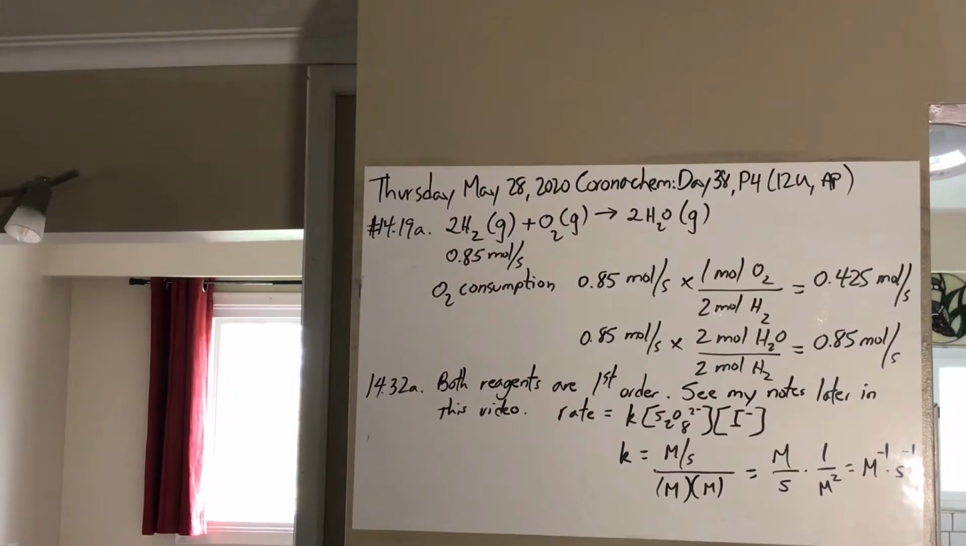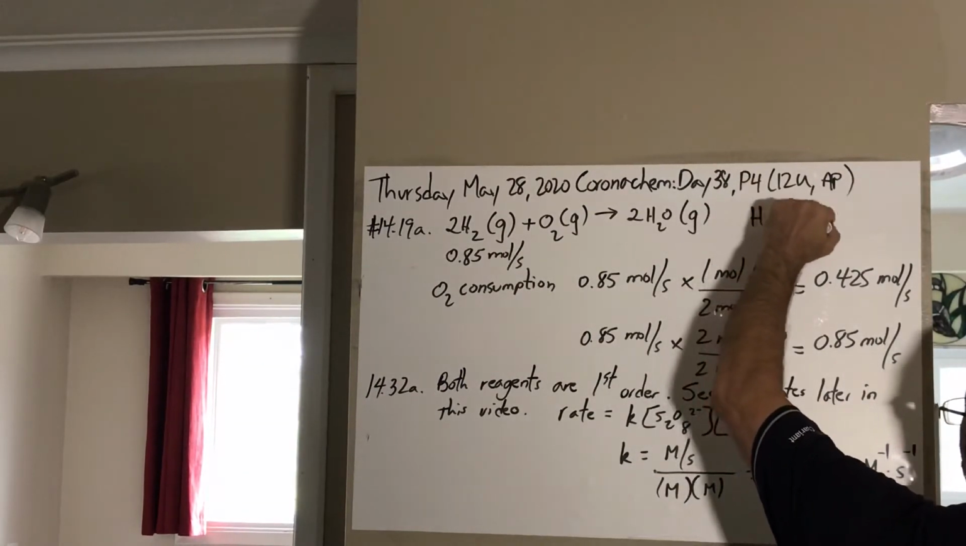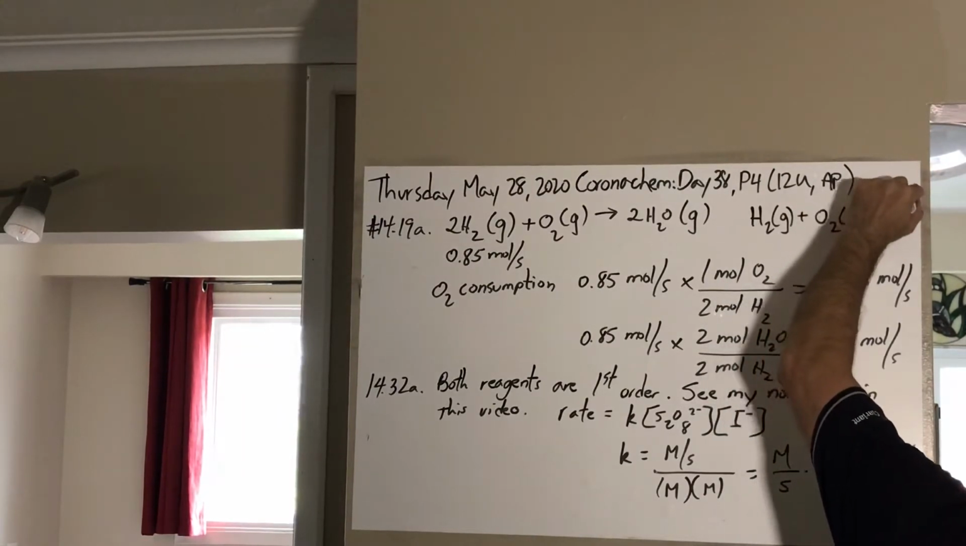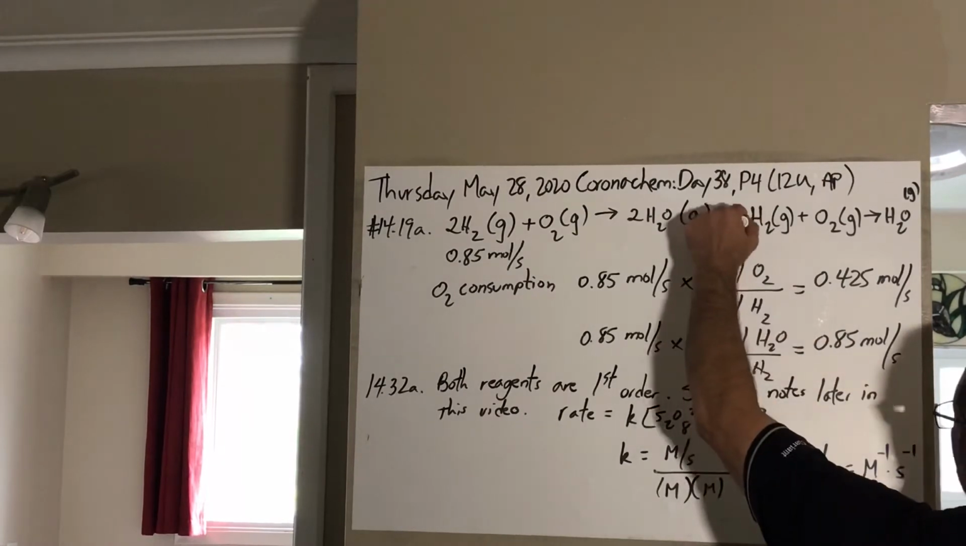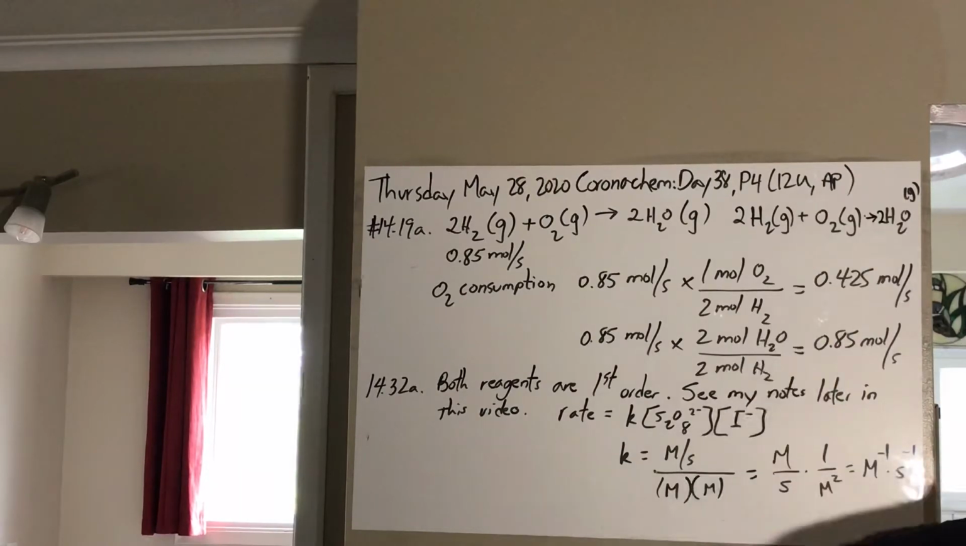So the stoichiometry of the burning of hydrogen obviously requires oxygen and produces water vapor. And when you balance it, it comes out to 2, 1, 2 stoichiometry. 2 moles of hydrogen combines with 1 mole of oxygen to give 2 moles of water.